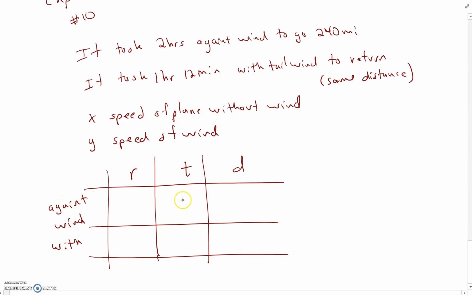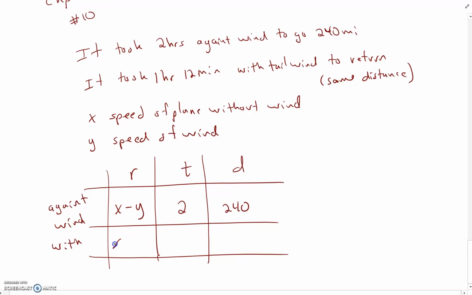Against the wind, it took 2 hours, 240 miles. We can fill all that in right away. And what's the rate? Well, the speed of the plane is x. Against the wind, you'd have to subtract off the wind. So it's x minus y. That's the speed. If he's going 300 miles an hour, if the wind's 50, the wind cuts him back by 50, so it'd be down to 250, just for an example.